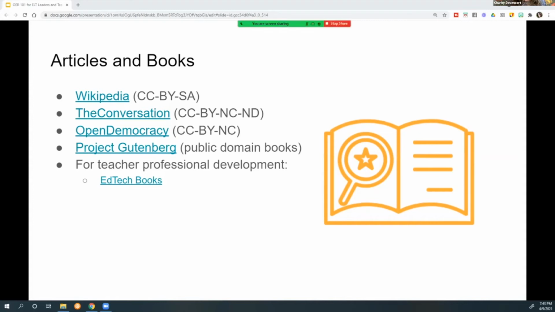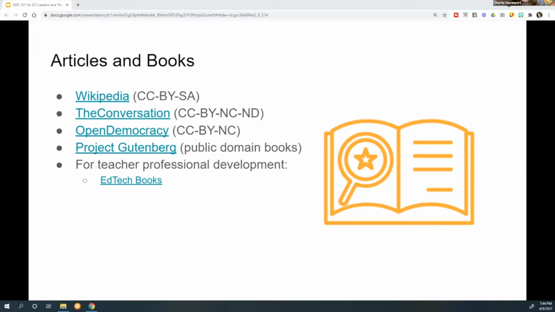Project Gutenberg has public domain books, full books. Usually that means books that were written before 1927, I think. A lot of the texts in my open textbook are from Project Gutenberg. Because it's public domain, even though it's really old text, I'm able to update it and edit it so that it's more modern.